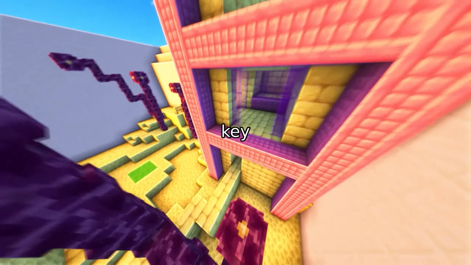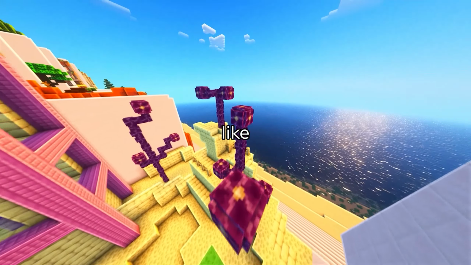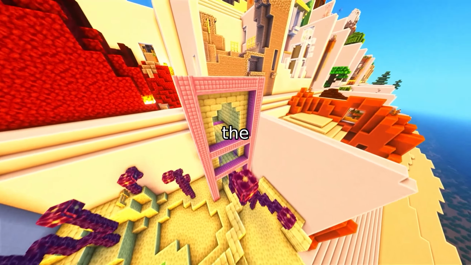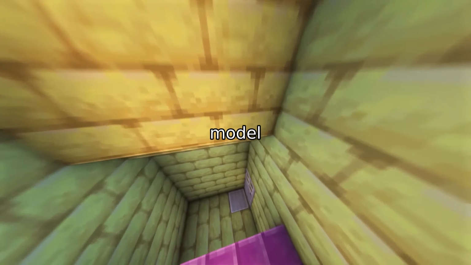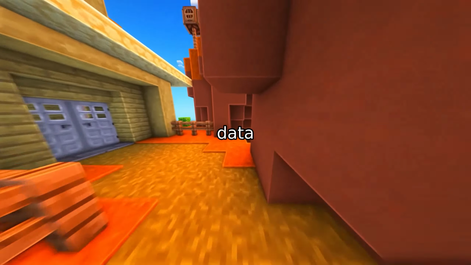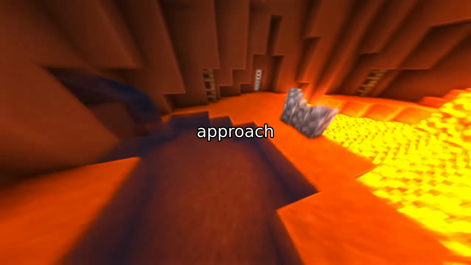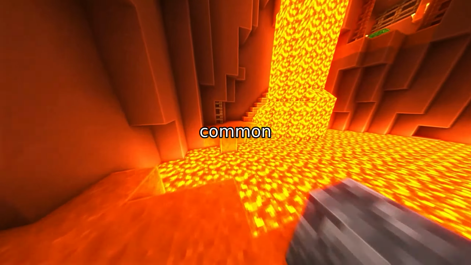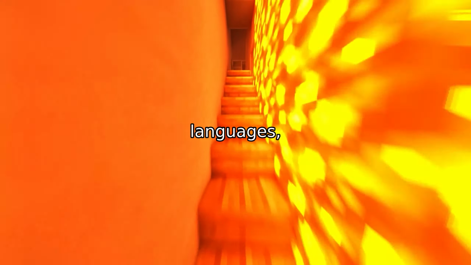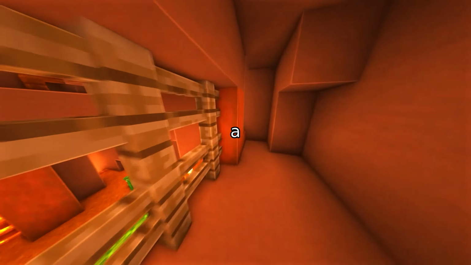Their method uses three key advantages that make it a game changer. First, modifiability. Think of it like a recipe. If you want to adjust how the system works, you don't need to retrain the entire model from scratch. Just tweak the rules and you're done. Second, minimal data requirements. Unlike AI, which gobbles up huge datasets, this approach only needs basic info. Lists of common characters, how accents work in different languages, and patterns of letter pairs, called bigrams. It's like having a cheat sheet instead of a textbook.